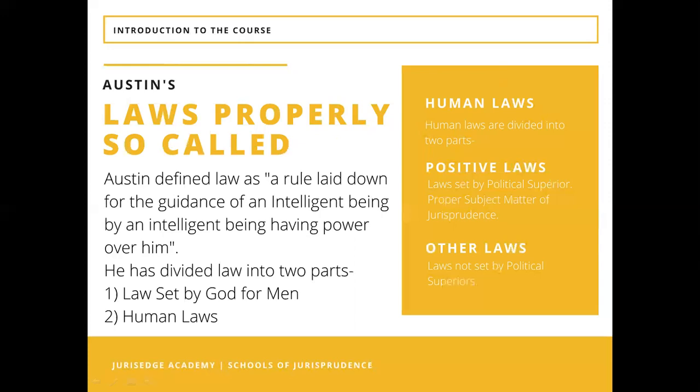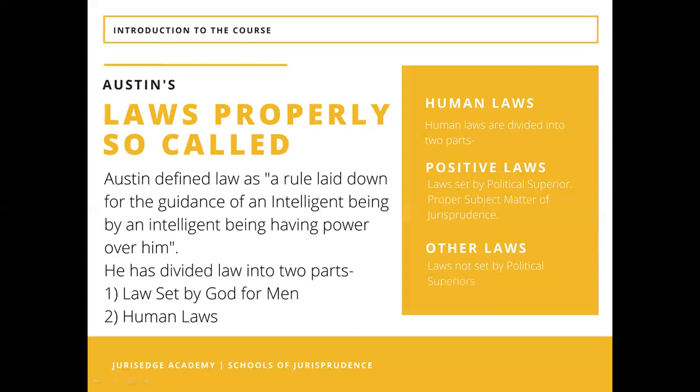And other laws are laws that are not set by the political superiors, in which we can say that the laws are set by men for men, like inferior men for less inferior men. For example, if a master hires a contractor, that master provides some guidelines and rules for that contractor. That set of rules formulated by the master comes under the other laws. That doesn't come under the positive laws. So these two are the difference: positive laws and other laws.